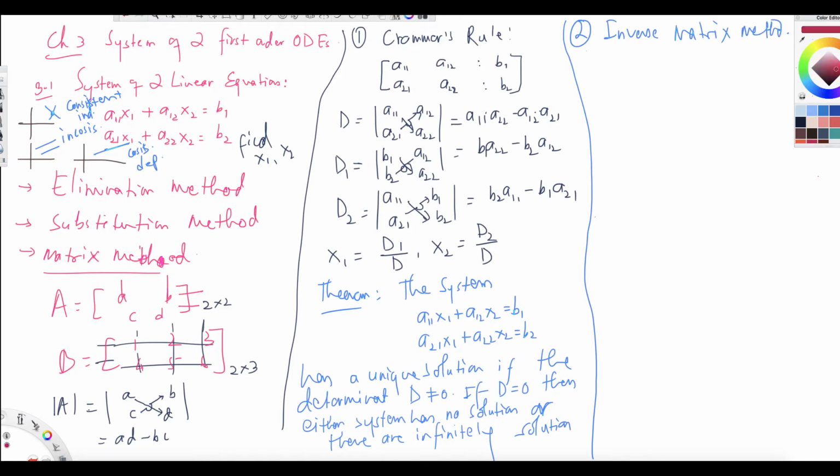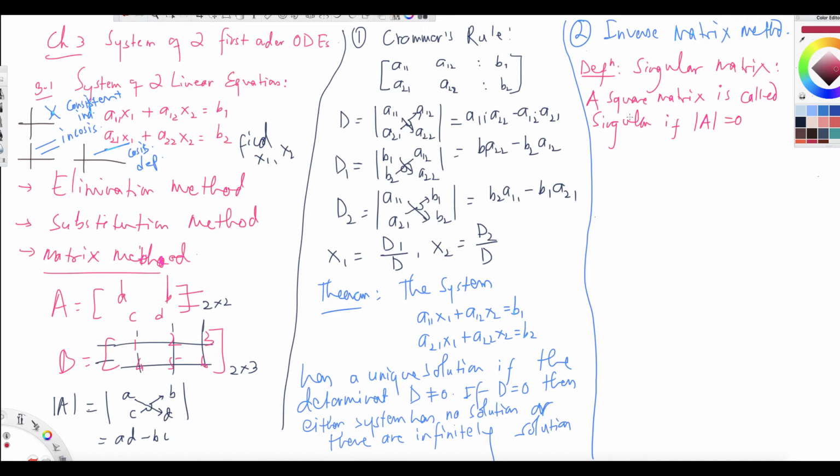First of all, I want to define what we mean by a singular matrix. Let me write the definition of a singular matrix. We say a square matrix A is called singular if the determinant of A is equal to 0.